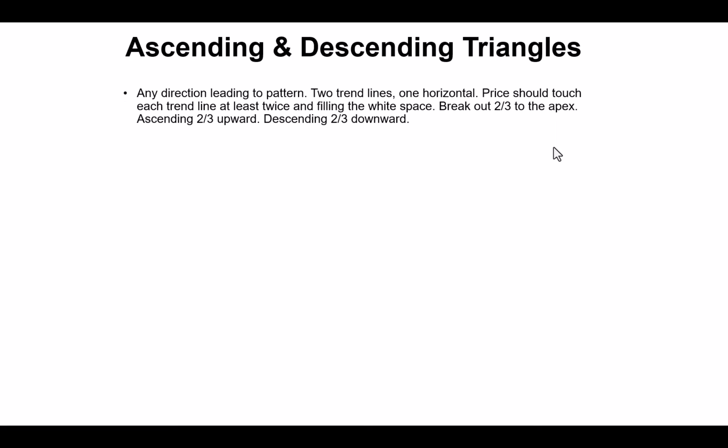Moving on to two other triangles, a little bit different: ascending and descending triangles. Again, the direction leading into a pattern can be from anywhere. It could come from a downtrend or an uptrend. It also consists of two trend lines, but one of them has to be horizontal. It doesn't have to be 100% horizontal. It can slope a little bit, but not much.